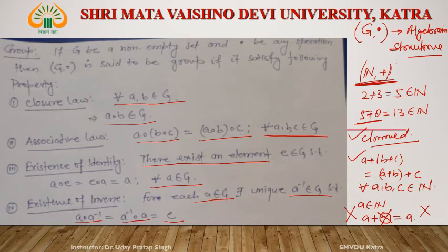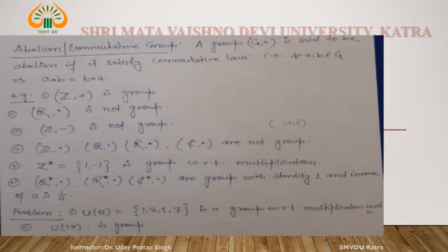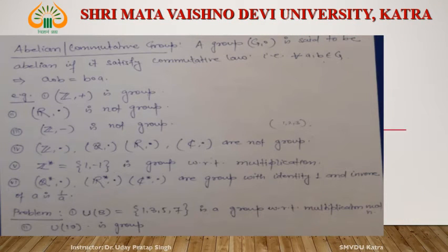Now, what is an abelian group or commutative group? A group is said to be abelian if it satisfies a ∘ b equals b ∘ a for all a, b. Right? Is (Z, plus) a group? Yes, (Z, plus) is a group. Why? What is the set of integers? The set of integers is 0, plus minus 1, plus minus 2, plus minus 3, and so on.